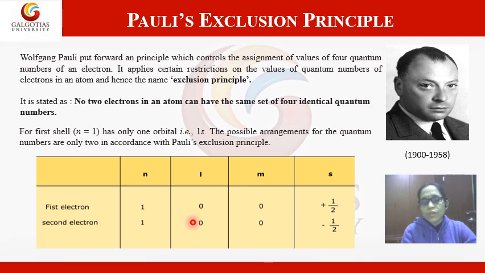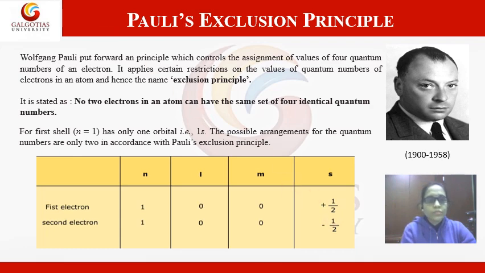For these two electrons, the first three quantum number values, that is the principal quantum number, azimuthal quantum number and magnetic quantum number, are the same. Whereas the spin quantum number is different, one is plus half and another is minus half. That means they are rotating in opposite directions. So for two electrons in a single shell, if all the three quantum numbers are similar, then there is variation in spin quantum number. One is plus half and another is minus half. We can also explain this by taking other examples.